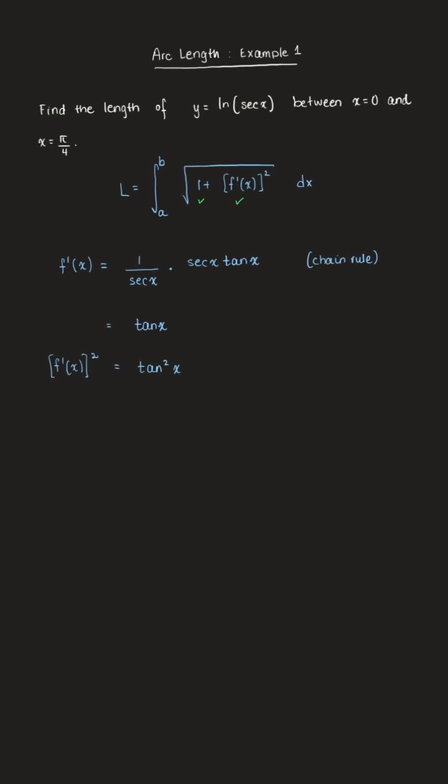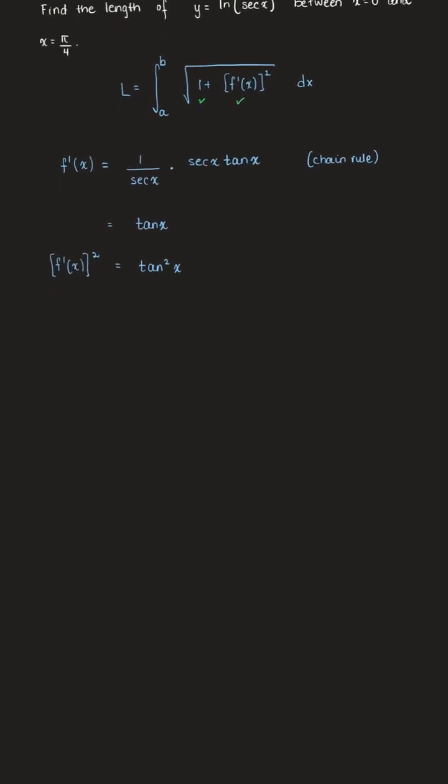And now, as our formula tells us, we can add 1 to the square of the derivative. So 1 plus the derivative of our function squared will be 1 plus tangent squared x. And we know from one of our Pythagorean identities that this is equal to secant squared x.